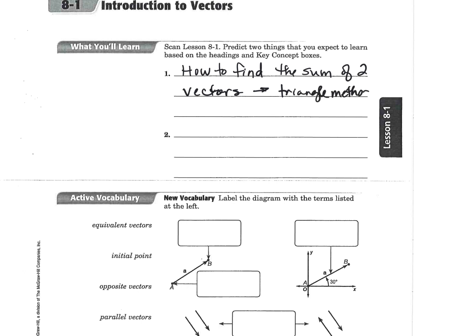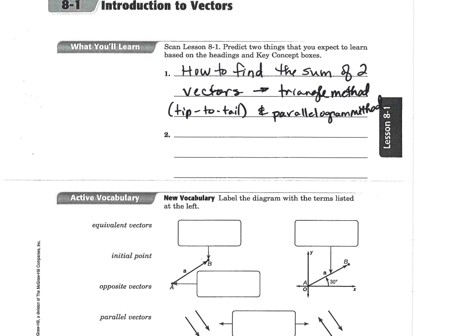I never call it the triangle method. I actually call it tip to tail. And the parallelogram method. Self-explanatory when I show you. Okay?